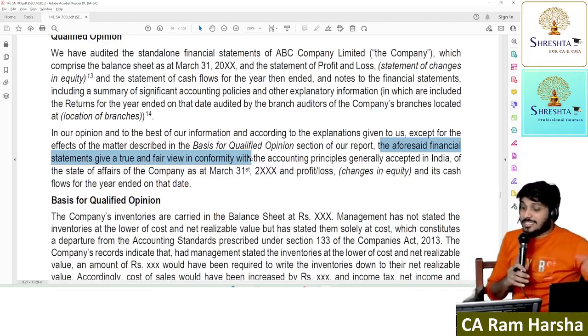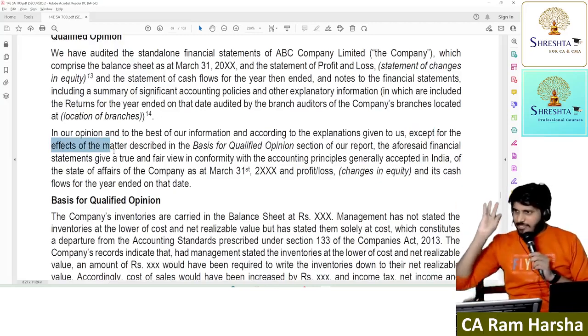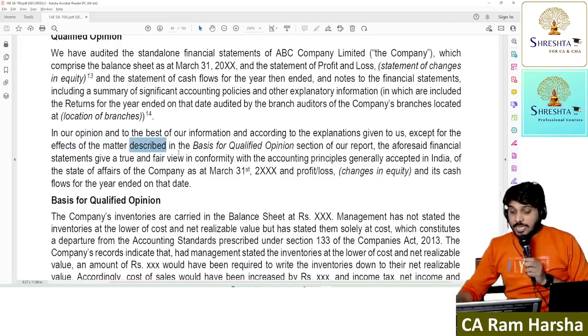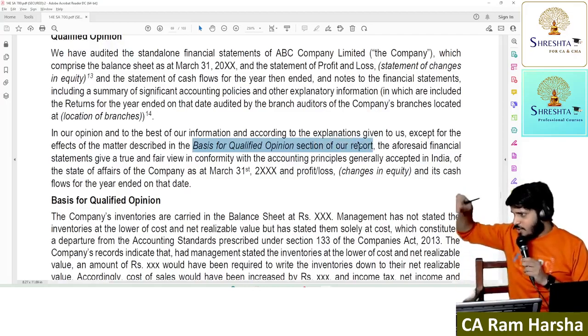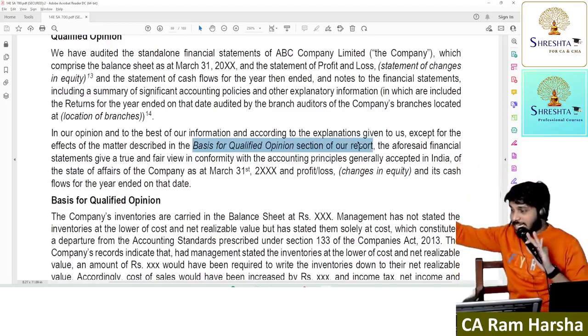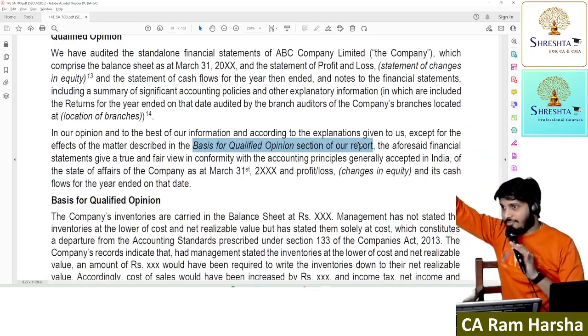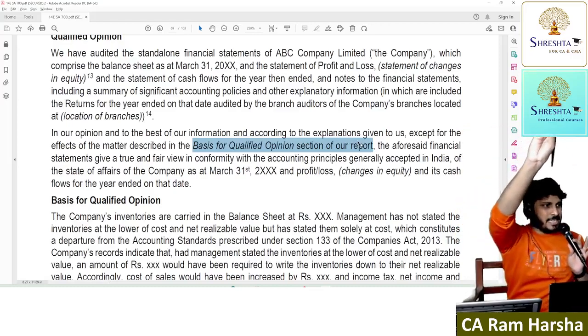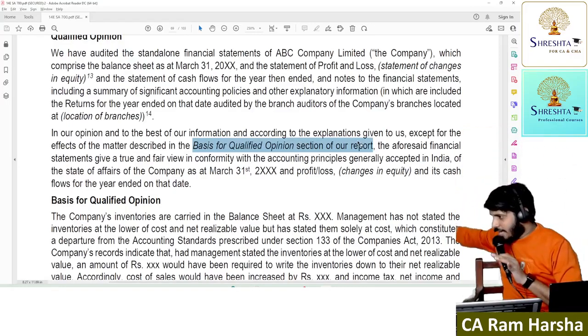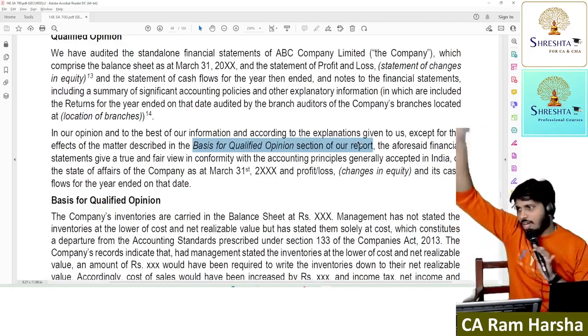What is the condition? Some exception they used. What are they saying? Except for the effect of the matter. There is some matter. Except that effect, where the matter is described in the basis for qualified opinion section of our report. In our report only, in the same report, there is another section. What section? Basis for qualified opinion section of our report. Except for the effect of that matter, rest of the matters are true and fair.